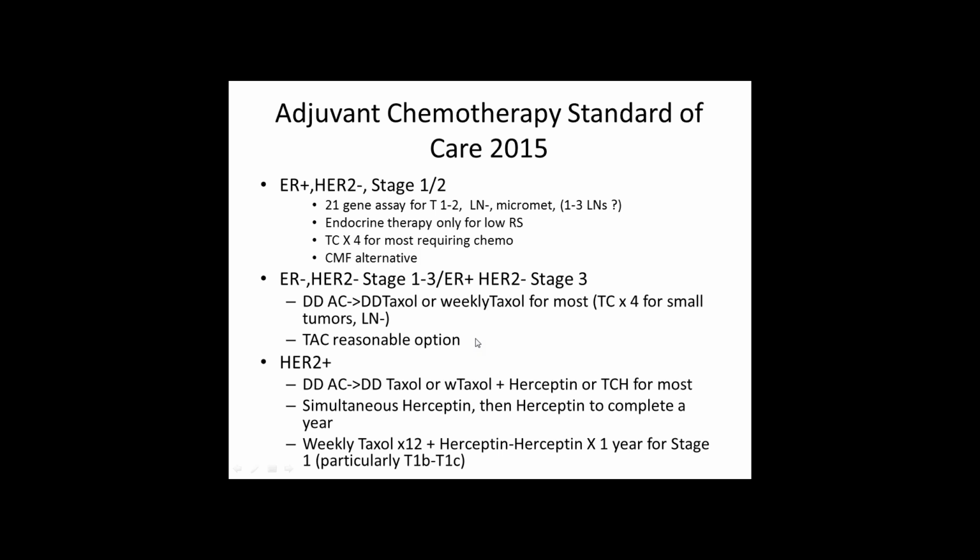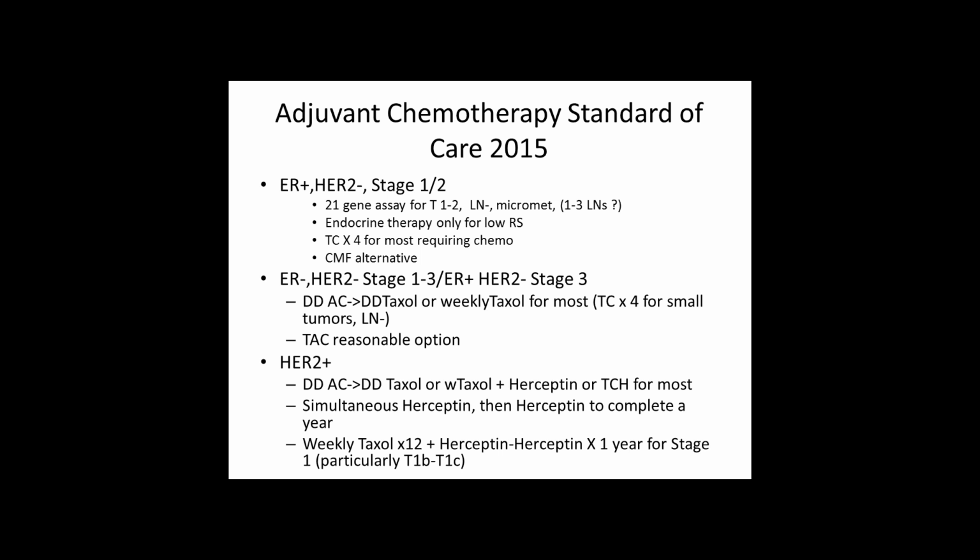For HER2 patients, they should all get Herceptin, as I mentioned, and we typically either give dose-dense AC, Taxol, or we give TCH, which is Taxotere, carboplatin, and Herceptin, which was compared to AC, Taxol with Herceptin, and was shown to be similar. We give Herceptin simultaneously with the taxane. In the U.S., we typically don't give it with the anthracycline, although I should mention in Europe they do. And then we use Herceptin to complete a year.